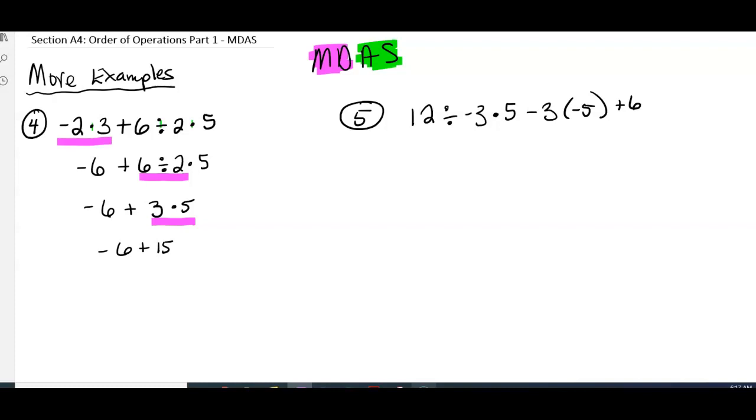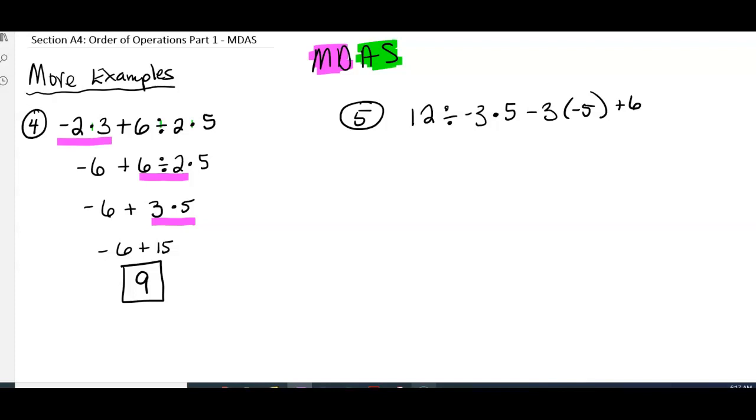And now we have to use our addition rules. These are different signs, so subtract. 15 minus 6 is 9, and since 15 is bigger, it's a positive 9. So same idea for number 5. I'd like you to do one step at a time, and then when you think you have it, press play.